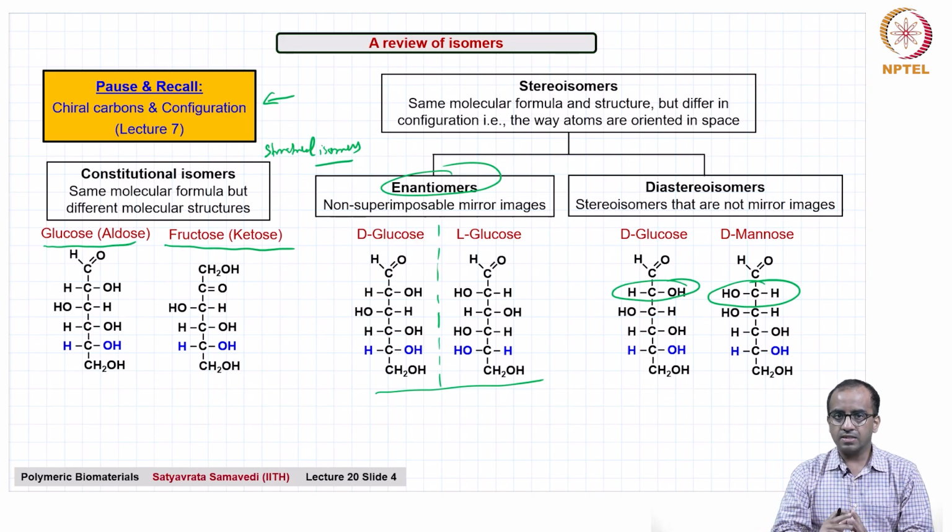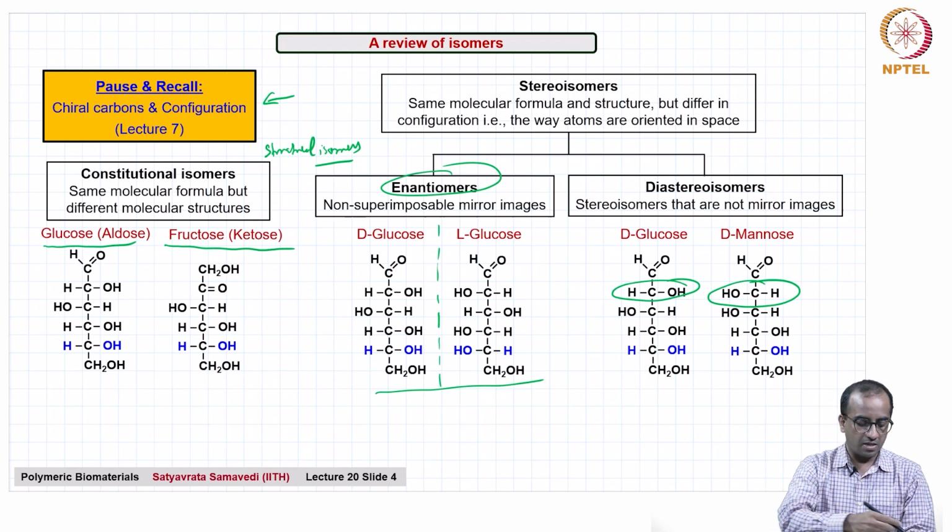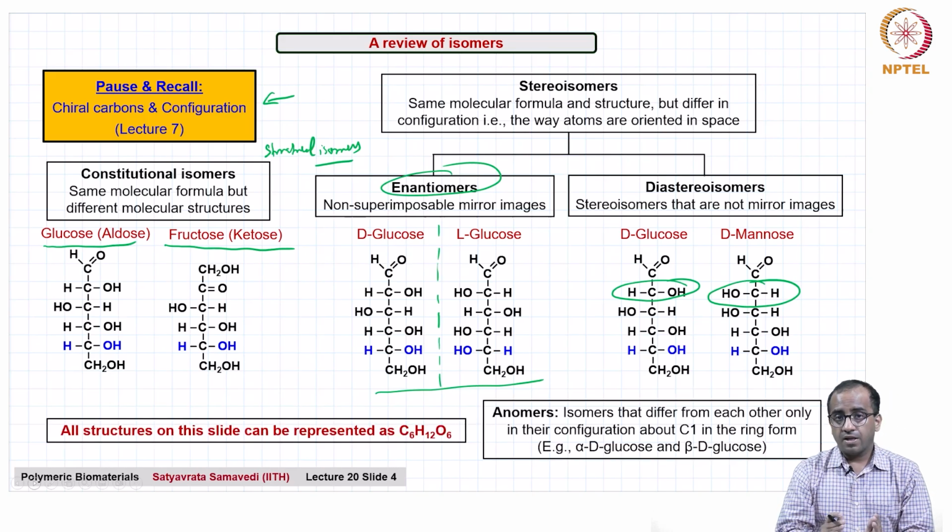Now, there is another very special category of isomers called anomeric isomers or anomers. What the anomer means will not become clear when you draw the structure this way. These are essentially isomers that differ from each other in their configuration about the carbon 1 in the ring form. So, what we are drawing here is what you would call the Fischer or the linear form. What anomers are will become clear on the next slide when we start looking at how some of these linear structures can form cyclic structures through internal bond formation.